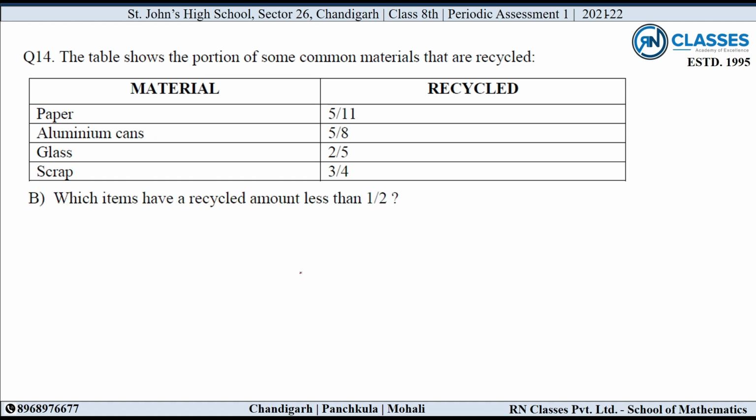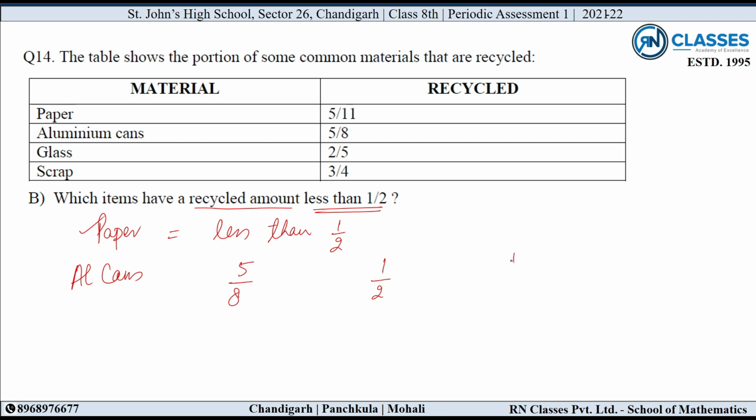B part. Now, which item have a recycled amount less than half? Okay. Less than half we just calculated. Paper. You have to show paper again, right? Paper is less than half. We just did it in A part, less than half. But once you are doing your examination in part B, you have to show it again, less than half. So this we have got already. We'll do with aluminium cans. Aluminium cans, okay? So now the number is 5 by 8. You have to compare it with 1 by 2. Is it more than 1 by 2 or less than 1 by 2?